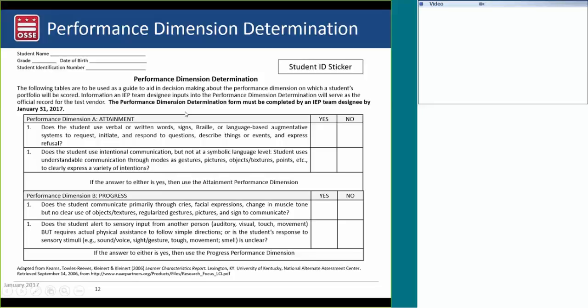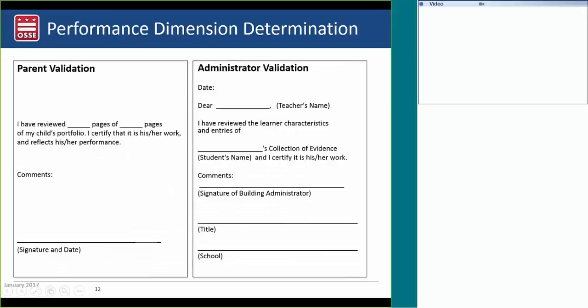Okay, here's the parent validation form. Oftentimes this is sent home. Sometimes the parent is asked to come in and review the student's portfolio. If in fact you have difficulty getting the parent either to respond or to come in or engaging the parent in being actively involved in the portfolio, you need to document that clearly. If the parent doesn't come in and sign the paperwork, then you don't have a signature there.